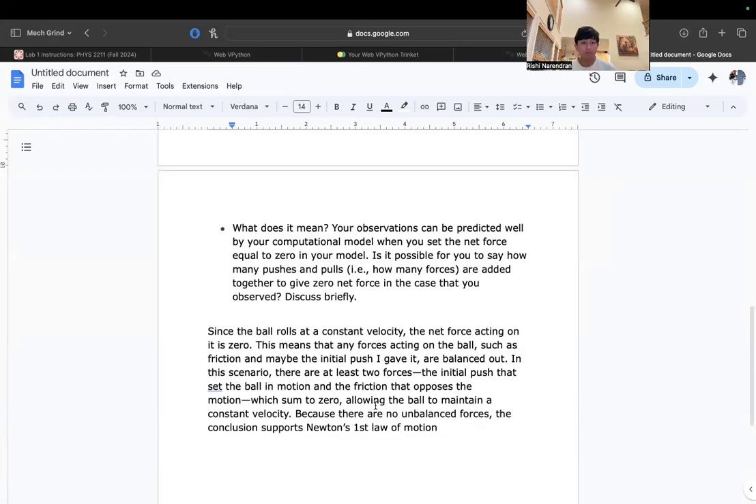I said that since the ball rolls at a constant velocity, the net force acting on it is zero. This means that any forces acting on the ball, such as friction and maybe the initial push I gave it, are balanced out. In this scenario, there are at least two forces, the initial push that set the ball in motion and the friction that opposes the motion, which both sum to zero in our assumption, allowing the ball to maintain a constant velocity, in this case, a constant negative velocity for my soccer ball example. Because there are no unbalanced forces, the conclusion supports Newton's first law of motion, which states that an object in motion stays in constant motion unless there are external forces acting upon the system.